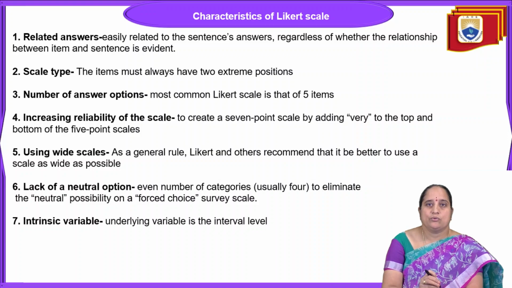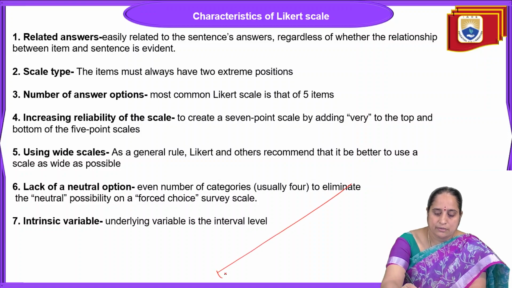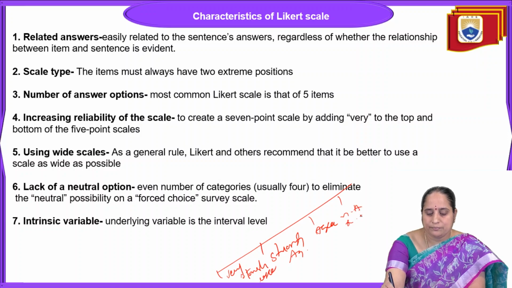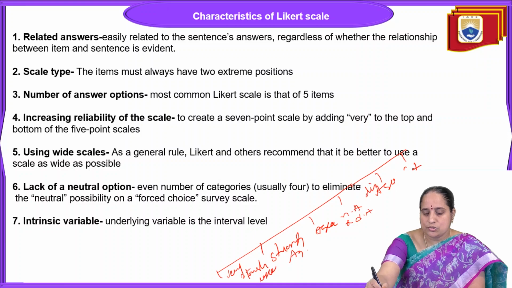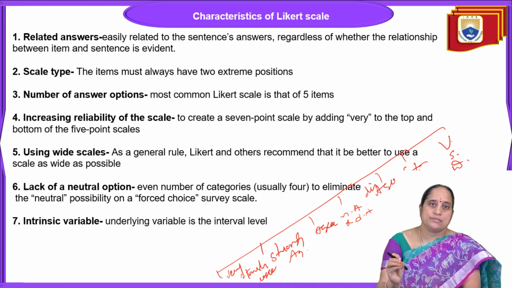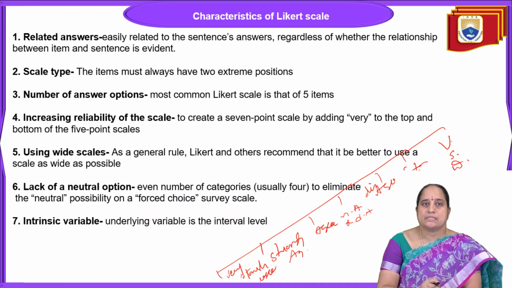See here, whenever you are planning to create a 7 point scale, we just need to add "very" to the top and bottom of the 5 point scale. So it means: very strongly agree, strongly agree, agree, neither agree nor disagree, disagree, strongly disagree, and very strongly disagree. So just like how we add one more point to the existing one, that is how we increase the reliability of this scale.